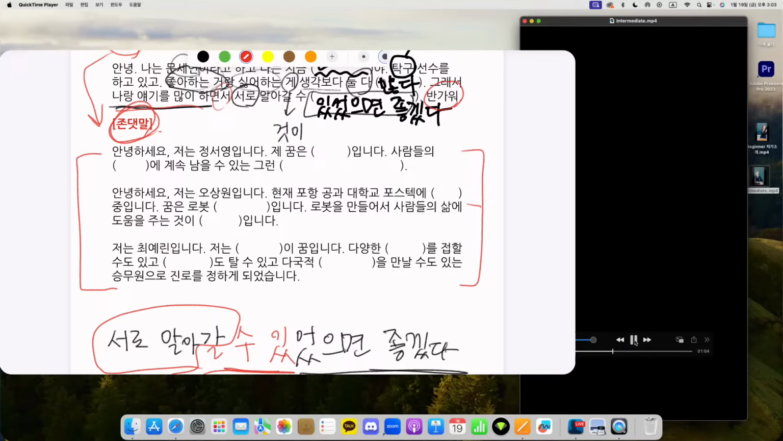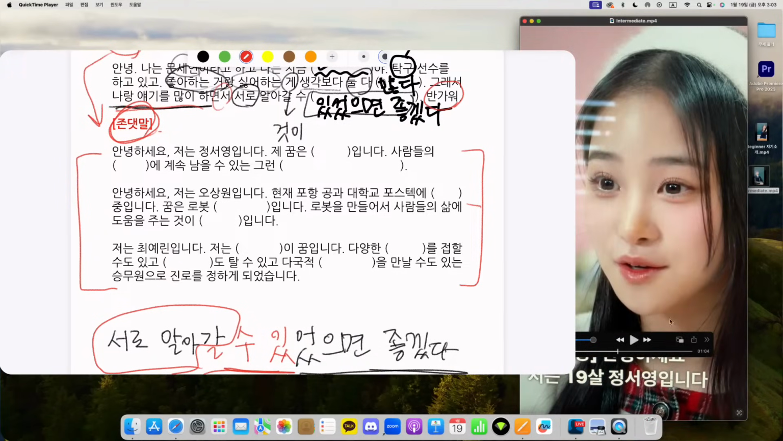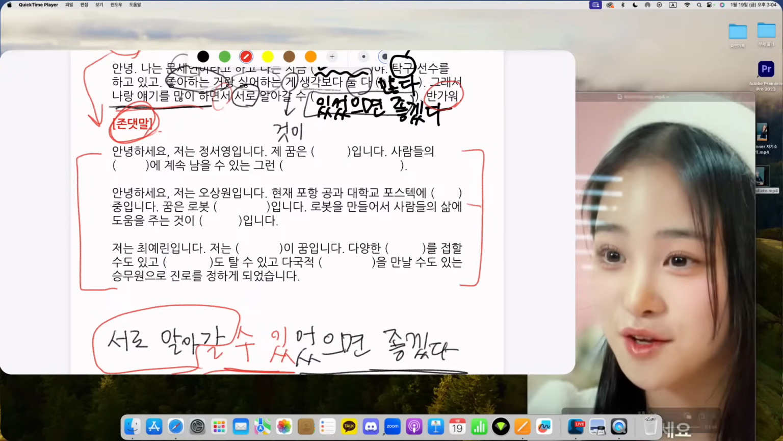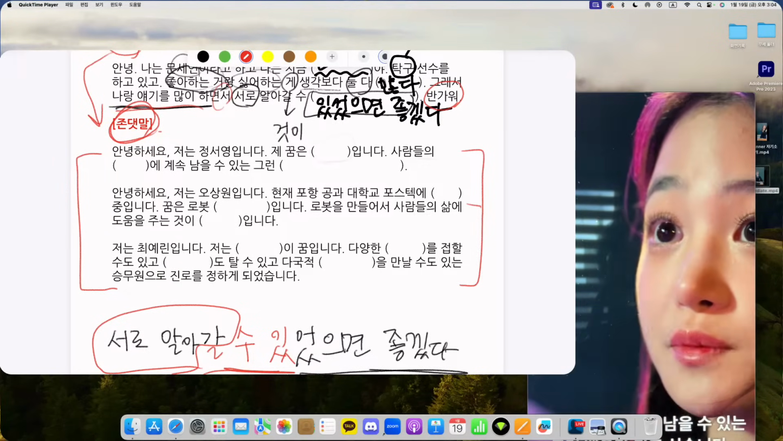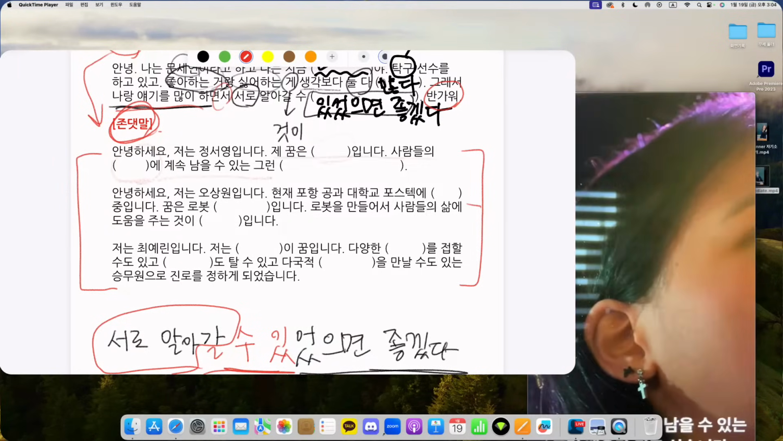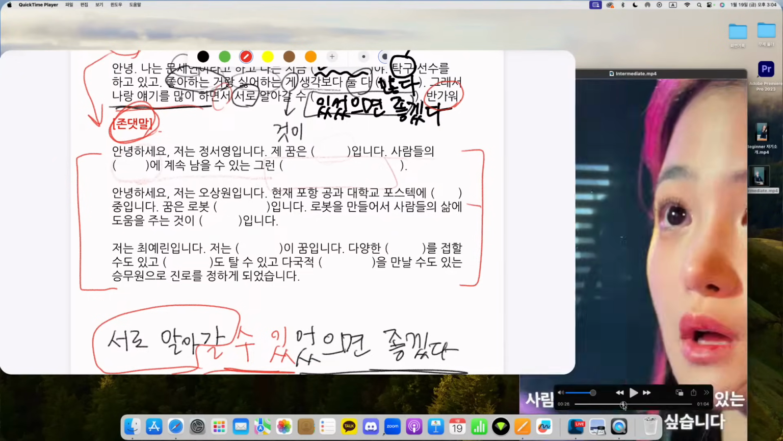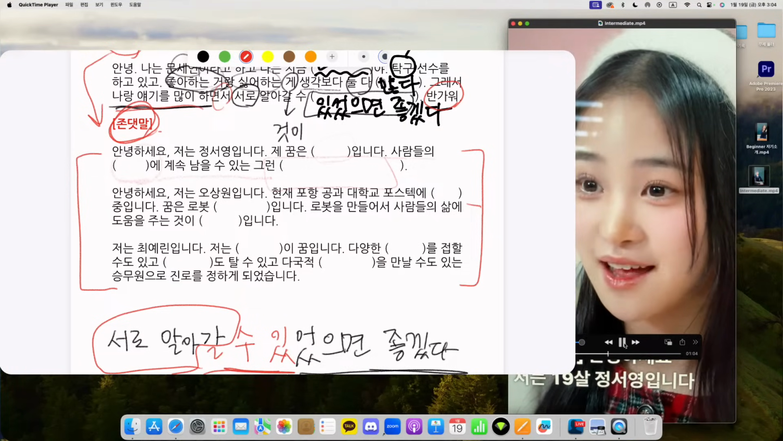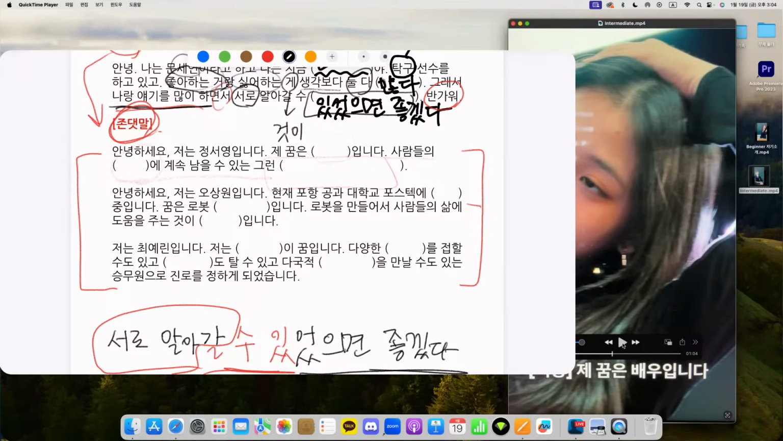그다음에 이제 안녕하세요. 저는 잠깐만요. Let me cover the subtitle. 저는 정서영입니다. 제 꿈은 배우입니다. 사람들 기억에 계속 남을 수 있는 그런 배우가 되고 싶습니다. 안녕하세요. 저는 조금 빨랐는데 다시 한번 들어볼게요. 안녕하세요. 저는 정서영입니다. 그리고 did you guys hear what her dream is? 제 꿈은 배우입니다.